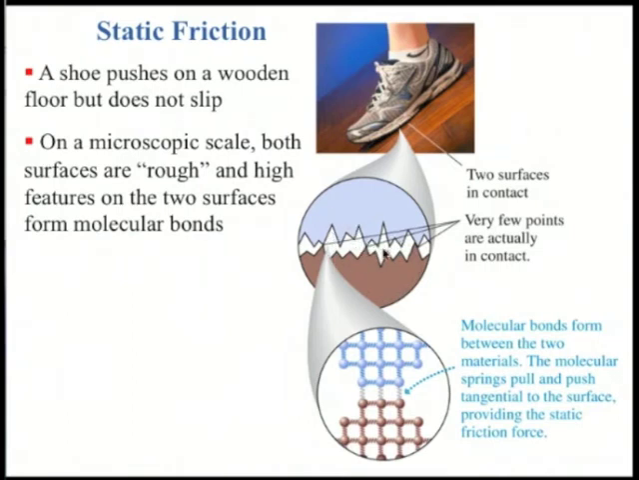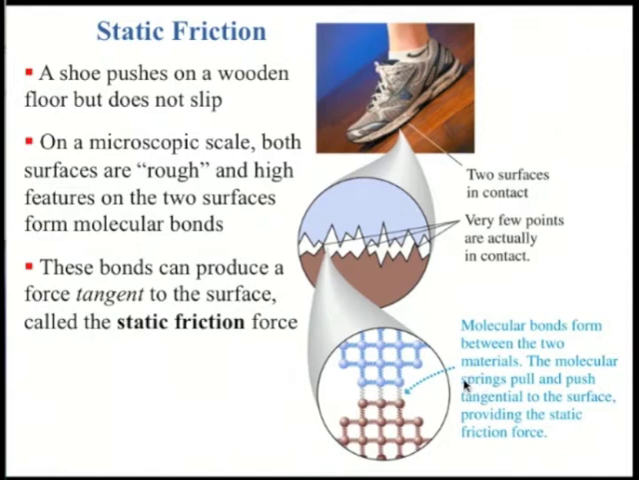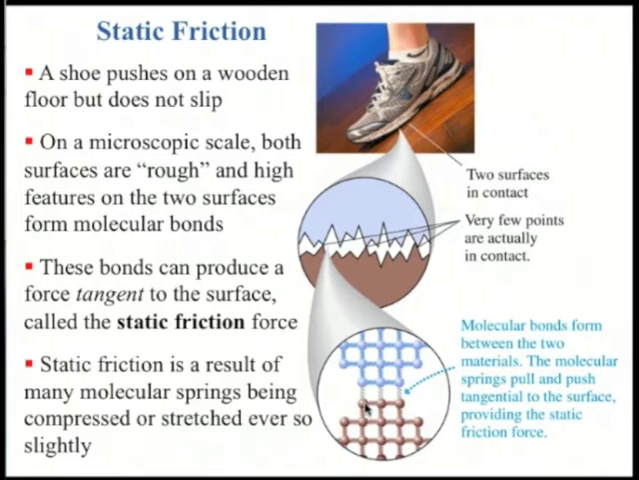The shoe has all these points sort of hanging down, and the floor has all these mountains sort of pointing up. There are some points where the shoe and the floor are actually in contact and little molecular bonds form. Now if the shoe is being pushed towards the side, these little bonds can produce a force that is tangent to the surface, so left to right here. This is called the static friction force. It's a result of many of these little molecular springs being bent or compressed or stretched ever so slightly.